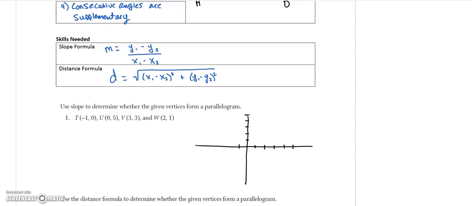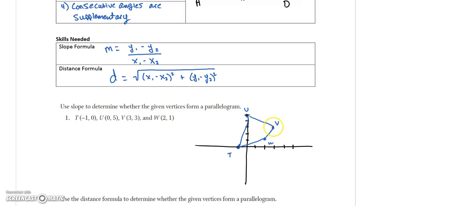So let's plot this in blue. I have T is -1, 0. U is 0, 5. V is 3, 3. W is 2, 1. And let's connect these. Okay, and what I want to do is find the slopes.